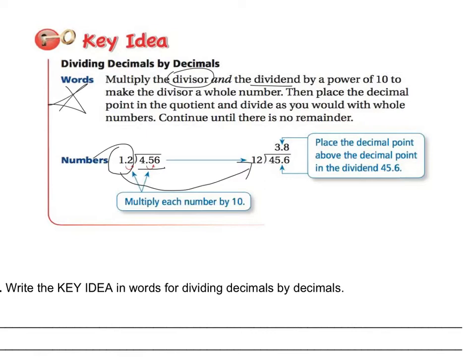Okay, now as you can see here, we multiplied 1.2 by 10, and whatever we do to the divisor, we have to do to the dividend also, which is why you see right here the decimal place move over one spot. Okay, so then when you get over here and you see decimal places are in the right spot, our 12 is a whole number, we follow the same rule of placing the decimal point above the decimal point in the dividend of 45.6.